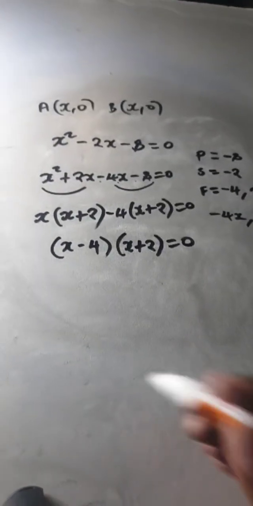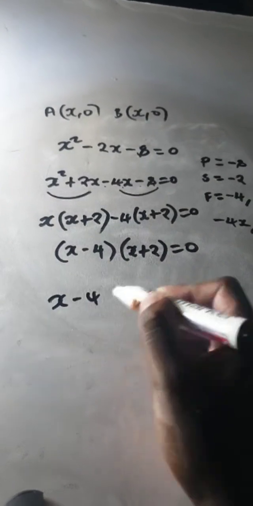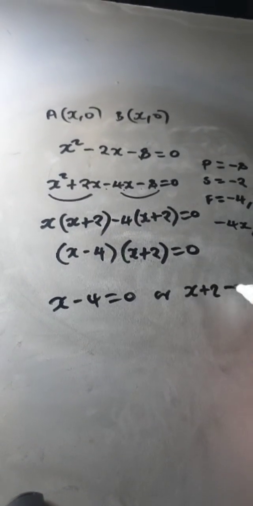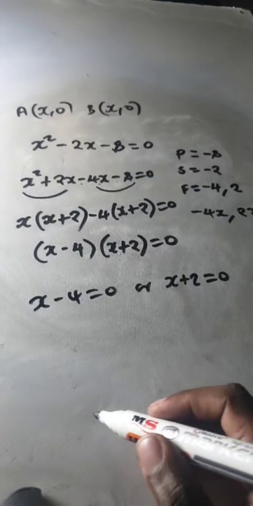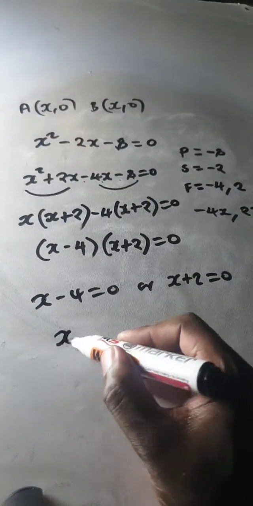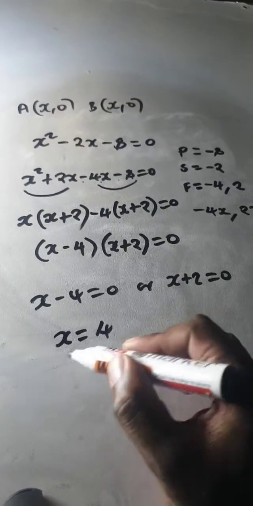Then now what we're going to have is x minus 4 is equal to 0, or x plus 2 equal to 0. By additive inverse, negative 4 goes to the right side, it will make x equal to positive 4.